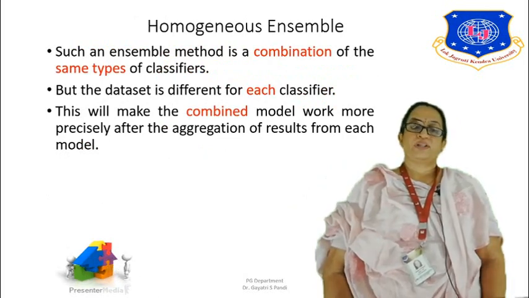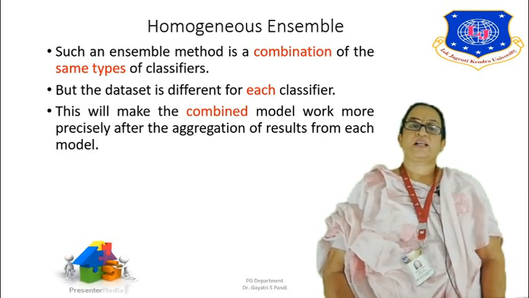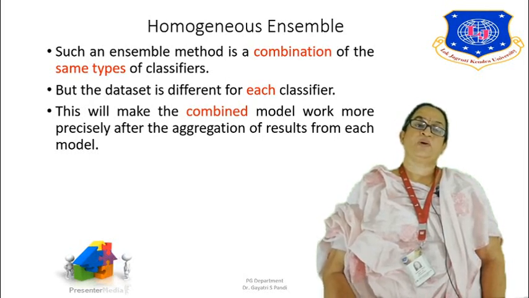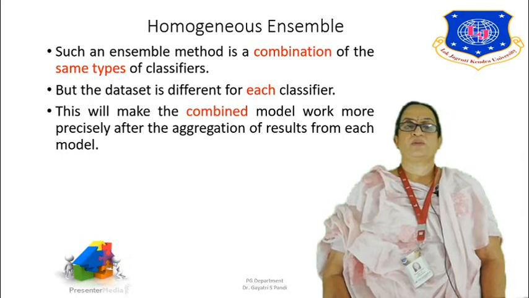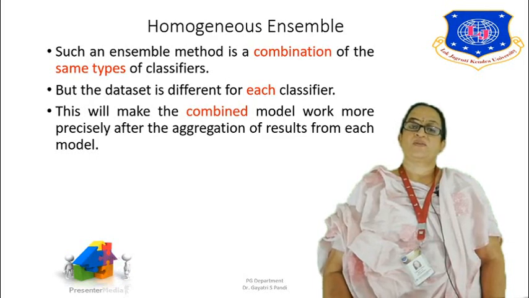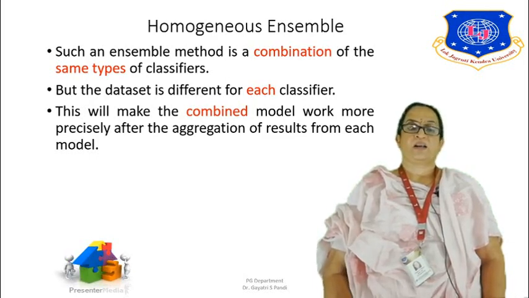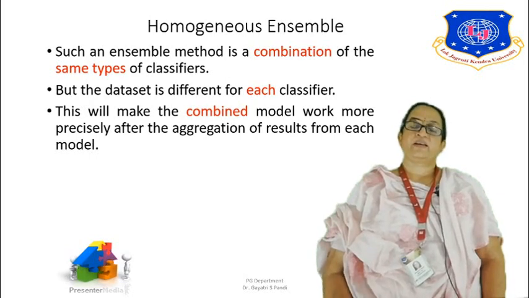Then we have the homogeneous ensemble. These are methods which combine the same type of classifiers, but the data set is different for each classifier. You have multiple classifiers here, and the data set used for each classifier is very different. This makes the combined model work more precisely, since the results of each model are aggregated. So the combined model will provide more precise results after the aggregation.